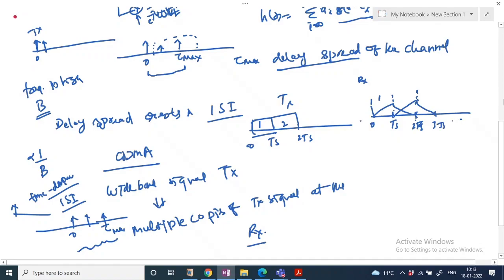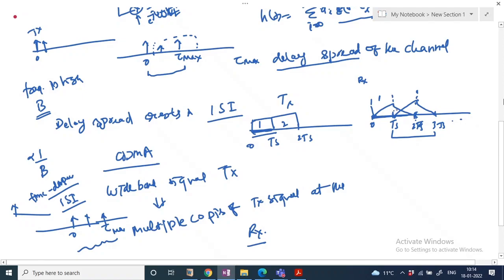This one symbol has duration Ts, but due to the multiple paths, it is spread out in the time domain. It starts from here and goes up to here. Similarly, the second time slot starts from here and goes up to here. So it is spread out. The first symbol's received signal is this one, the second symbol's received signal is this one. So the first symbol is not going to 0 in the second time slot.